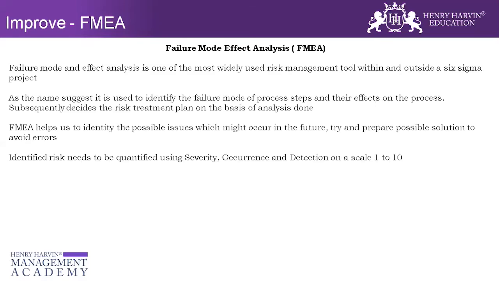Now the next tool that I have is called FMEA. FMEA is failure mode and effect analysis. Failure mode and effect analysis is one of the most widely used risk management tools within and outside a Six Sigma project. As the name suggests, it is used to identify the failure modes of the process steps and their effect on the process. Subsequently, it decides the risk treatment plan on the basis of the analysis done. So basically, failure mode and effect analysis helps us to identify the possible issues which might occur in the future. We try and prepare possible solutions to avoid these errors.